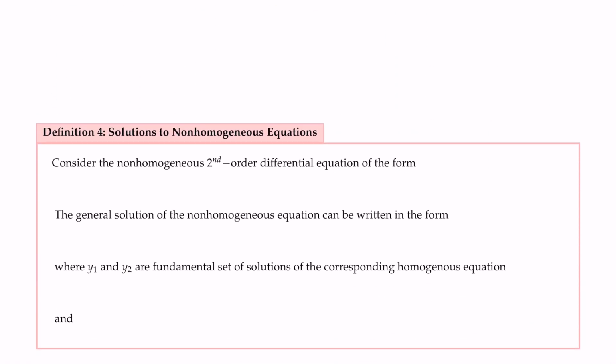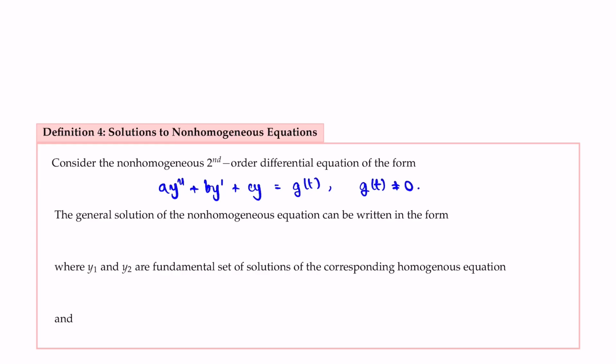Before we dive into the particular method of undetermined coefficients, we look at the type of solutions for the non-homogeneous equations that we're going to encounter. Again, we're going to look at linear non-homogeneous second-order differential equations with constant coefficients of the form ay'' + by' + cy = g(t). In this case, g(t) is different from 0.